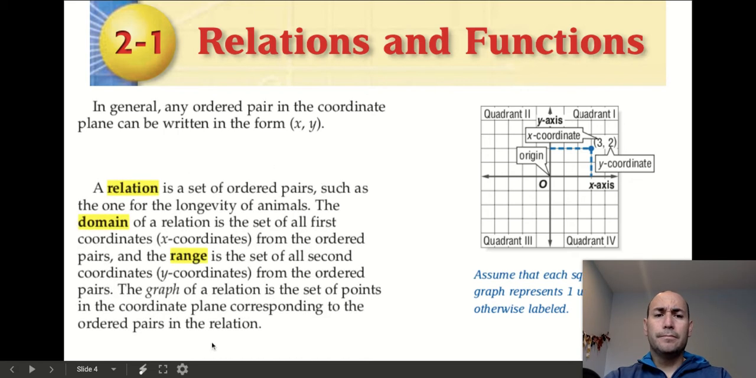A relation is a set of ordered pairs, just like the one we looked at with the longevity of animals. The domain of a relation is all the x coordinates, and the range is the set of all the y coordinates. The domain tells us the x coordinates, how far left and right something goes, and the range tells us the y coordinates, how far up and down it goes. The graph of a relation is the set of ordered pairs on the coordinate grid.